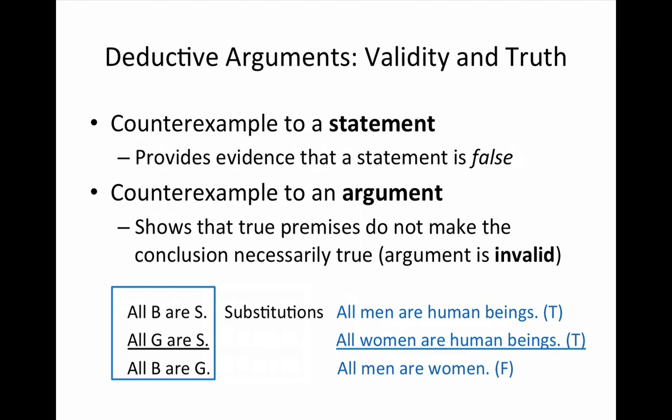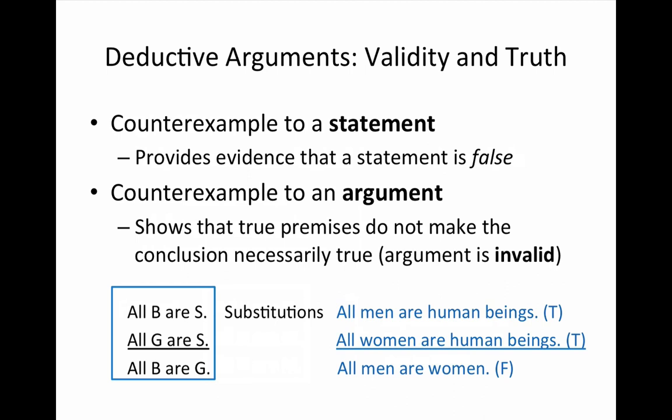When we have an argument that's invalid, we have an argument whose premises do not guarantee the truth of the conclusion. So what you can do when you believe you have an invalid argument is substitute for the terms in the original argument sentences that are true for the premises but false for the conclusion. So if you look in the blue box, you'll see the following argument. All B are S, all G are S, all B are G. Just eyeballing it, you may not be able to see that the argument is invalid.